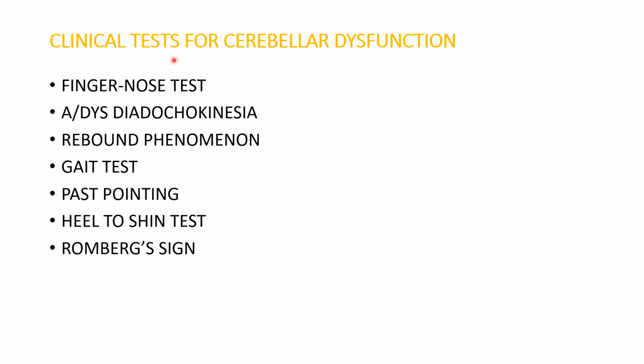So what are the clinical tests for cerebellar dysfunction? Finger nose test, adiadochokinesia or dysdiadochokinesia, rebound phenomenon, gait test. Here it can be with open eyes also. The person can open his eyes and be asked to walk. Then past pointing, then heel to shin test, and last comes Romberg's sign.